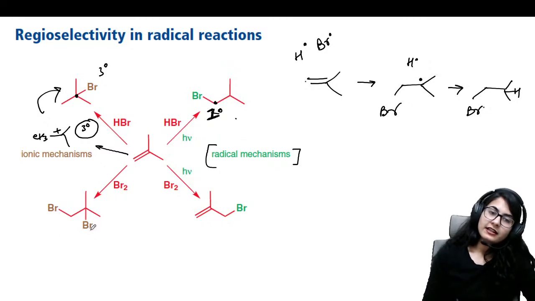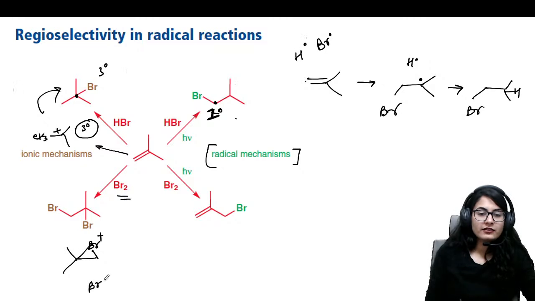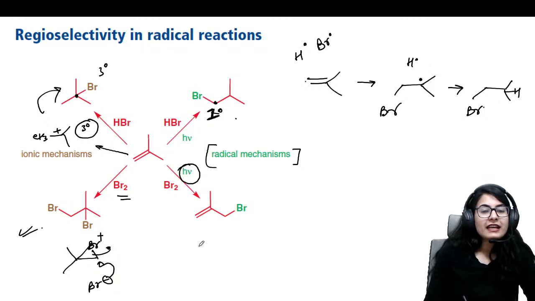Similarly, हम वही चीज कर रहे हैं. To this alkene we are adding a bromine. So how do you add a bromine, guys? In the presence of ionic medium, you form the bromonium ion in this way, और एक Br minus दूसरा वाला अटैक करता है opposite position पे, so that gives you this kind of a molecule. लेकिन Br2 in the presence of light is going to give you a stable radical.